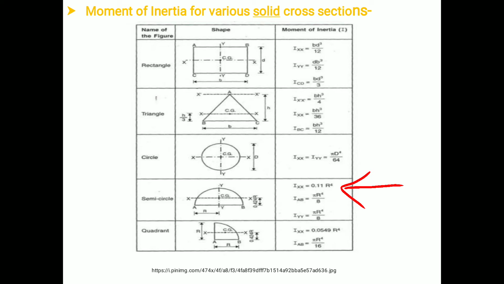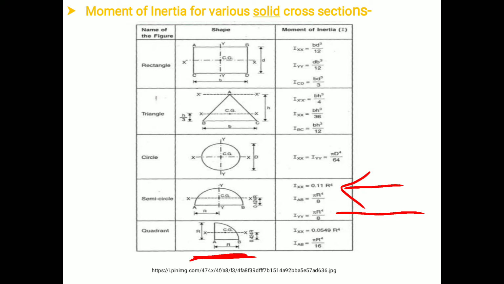In the same manner, if you consider the moment of inertia about its base, then it is given by IAB, which is equal to pi by 8 r raised to 4. And about the y-axis, again we have the moment of inertia pi by 8 r raised to 4. This means about the base and about the vertical axis we have the same moment of inertia. Now we will concentrate on another section, that is a quadrant. From the figure we can see a quadrant which has a radius r.